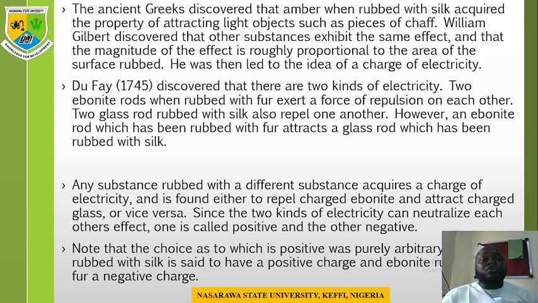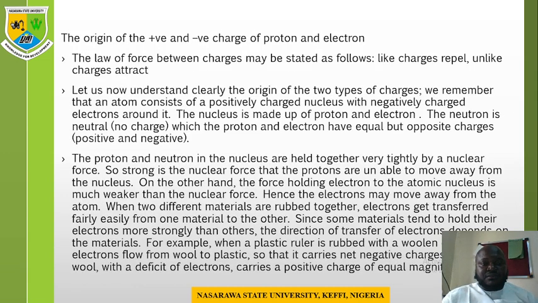And that is why in most cases we will say like charges repel, unlike charges attract. Since the two kinds of electricity can neutralize each other's effects, one is called positive and the other is called negative. Note that the choice as to which is positive was purely arbitrary. Glass rubbed with silk is said to have a positive charge, ebonite rubbed with fur a negative charge.